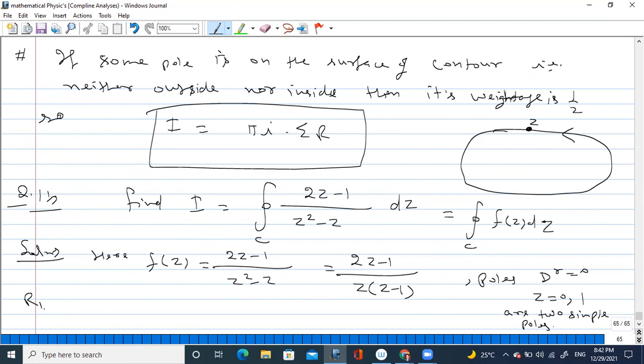Residue r1 will be limit z tends to 0 of z into f(z). f(z) is 2z minus 1 divided by z into (z minus 1). So z and z cancel, put z equal to 0 here, it will be minus 1 divided by minus 1. So the answer is 1. Note down this first.